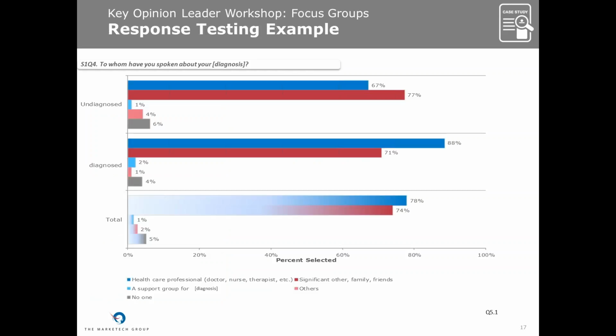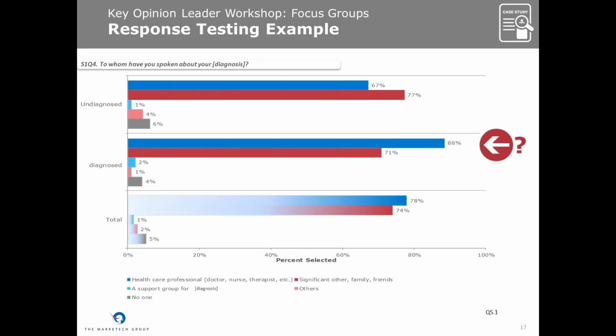Finally, another value for bringing your key opinion leaders together and using a focus group type approach is to understand prior quantitative findings. This is an example of a quantitative finding we had from a survey, and surveys, quantitative tools like that aren't great at answering the hows and whys.